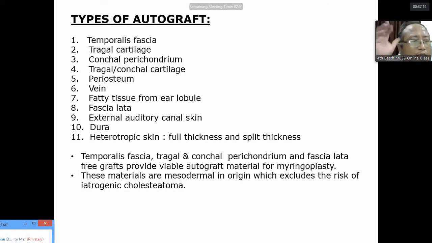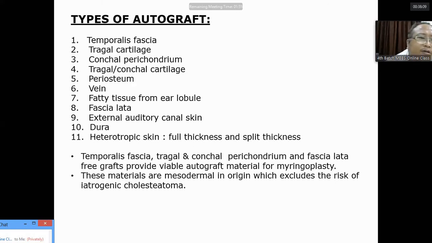So it also has an advantage. From the other part, nowadays cartilage and perichondrium have become very popular all over the world: tragal cartilage, conchal perichondrium, tragal and conchal cartilage. And previously many surgeons have gone for periosteum, fat, vein, fascia lata, and dura mater over the long run of surgical history. But temporal fascia, tragal and conchal perichondrium are easily available autografts and give good results. So they are still popular and we are still going for this kind of graft.